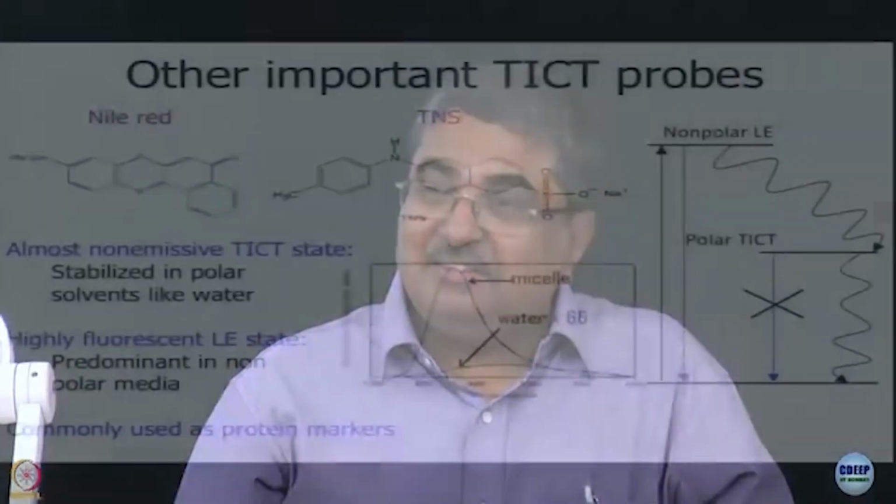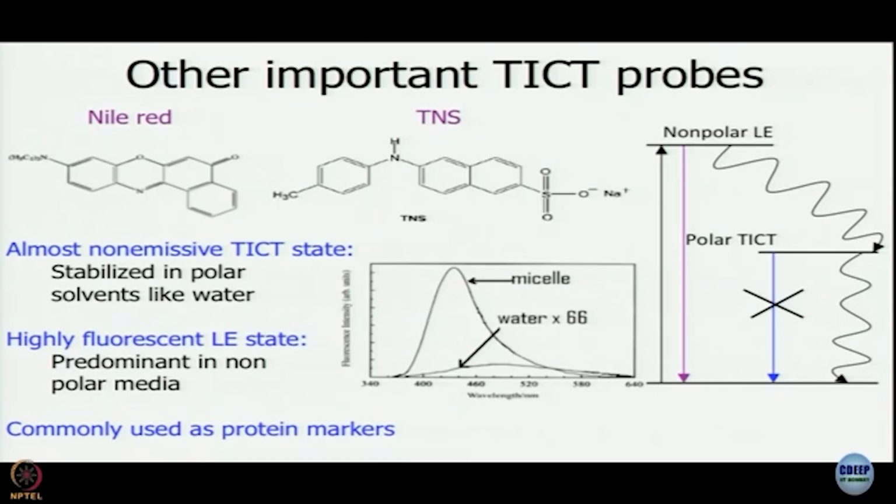Two other classes of molecules, which are also champion molecules, are Nile red and TNS or ANS for that matter, T for toluidine, A for aniline. So, these are all TICT molecules, and the claim to fame of Nile red, TNS and ANS is that they are used extensively by people who try to understand proteins using fluorescence. These are very well established protein stains, extrinsic protein stains.